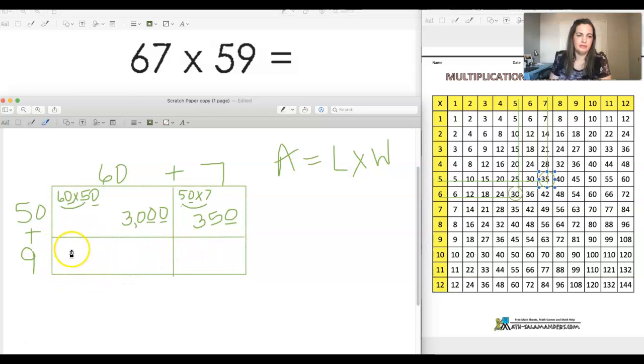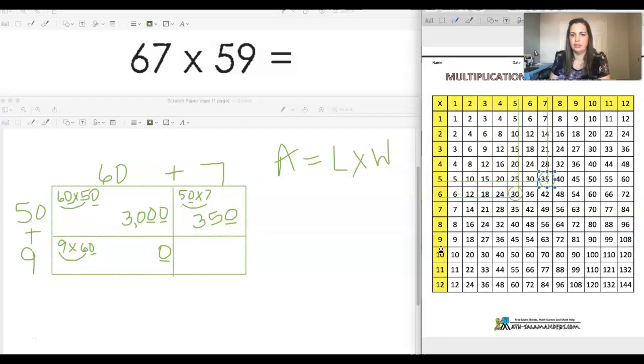Go to your bottom left rectangle and it will be 9 times 60. 60 is a multiple of 10, so I can count the zeros and put it in my answer. Then I have this basic fact, 9 times 6. Go to your 9, find the 6, and where they meet in the middle is your answer, 54.